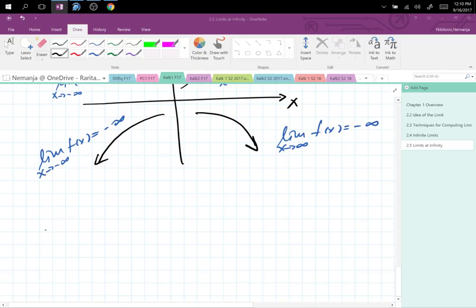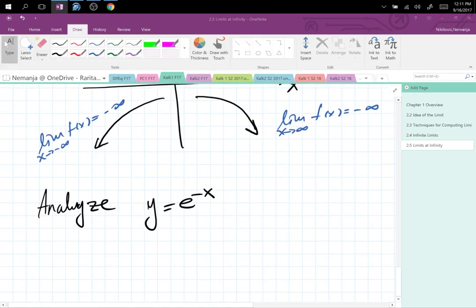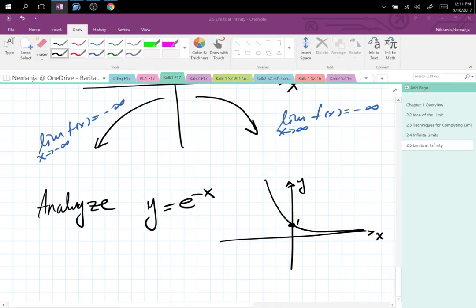So analyze y equal e to the negative x. Well, you know how to graph it. Looks like this, going through 1. And what you can do quickly is say the limit as x goes to negative infinity of e to the negative x gives us positive infinity. And we see that that's the end behavior.